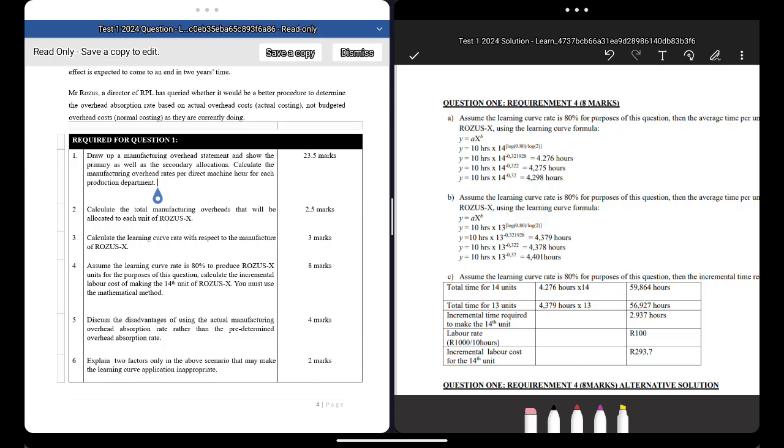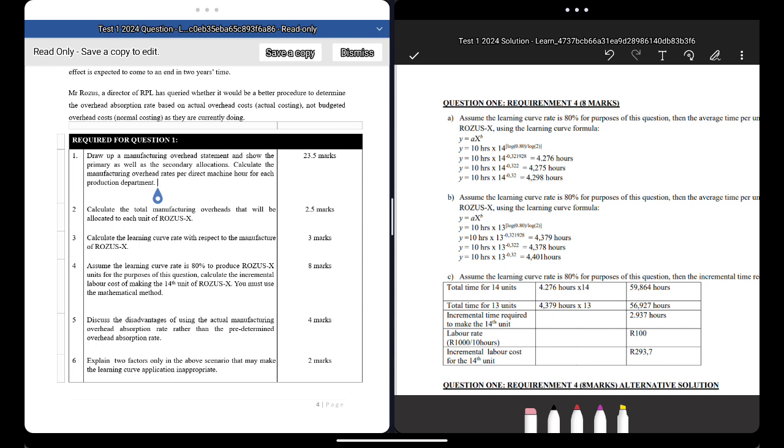Similarly, we'll do 13 units over here. Everything will be the same, but just the x will change to 13, because now our interest is how long it took for 13 units. We'll get 4.379 when you put it in a calculator. But obviously, that's the average time it took to produce 13 units. We need the total time to produce 13 units, so that is why we say times 13. Now, we got those 2 hours.